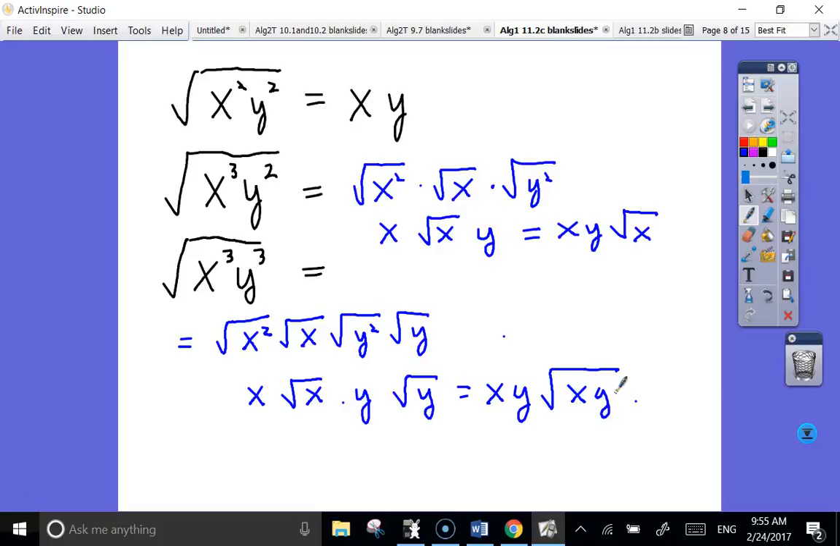So again, you could have variables that are raised to different powers. Sometimes they all come out, sometimes they don't. You could have multiple variables. You could have numbers involved, and you have to treat them all separately and then put them together at the end.